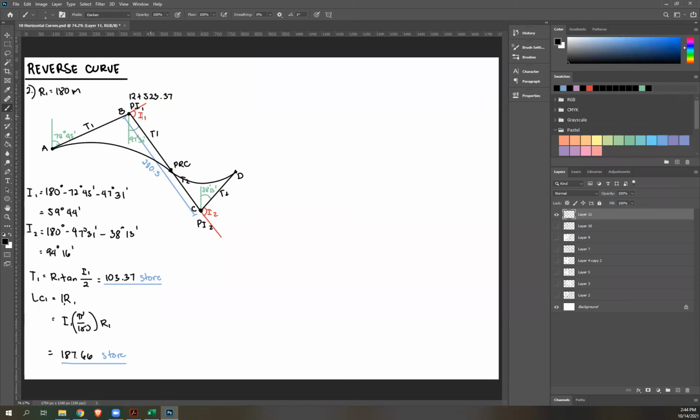I'm given this, right? The length of your common tangent. So that means 280.5 equals T1 plus T2. I've got T1. Sub that here, please solve what's T2.